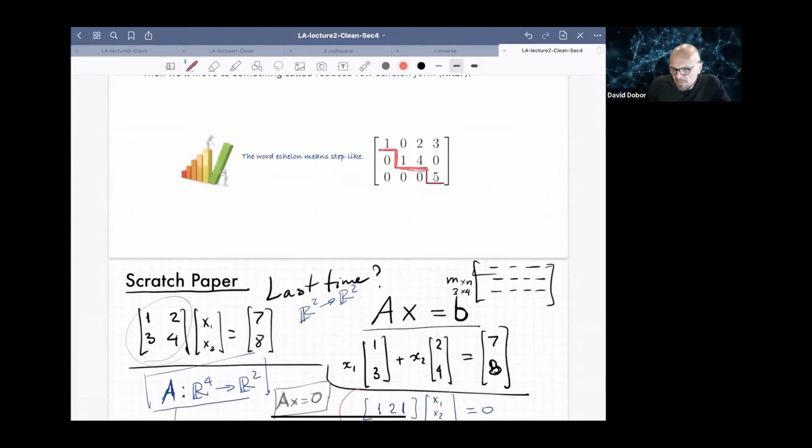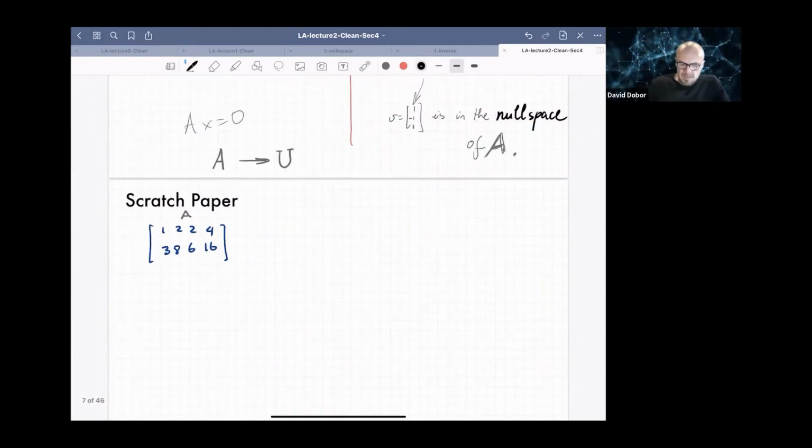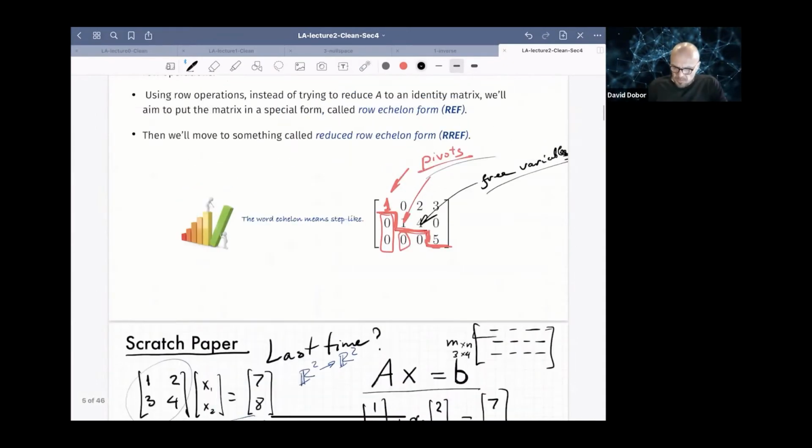So echelon, okay, step form, like step-like form. What's step-like form? You have some non-zero entry here, and below it you have a bunch of zeros. That came up last time already. We'll end up calling the guys that sit at the leading entries, at the corners of the steps, pivots. We'll make a big deal out of them in a minute. And the other guys we'll call free variables. But that's coming in a minute. I just wanted to give you a heads up on what we'll call things. But for now, we want to reduce this A to this echelon form that looks like that.